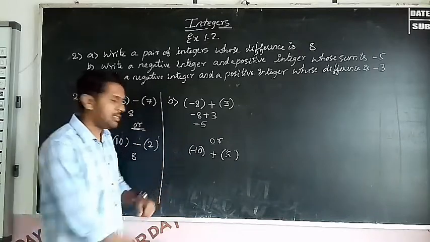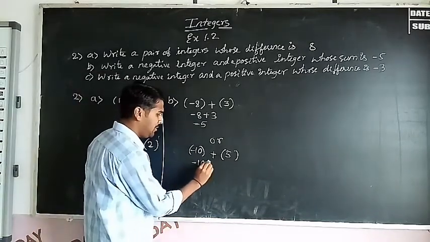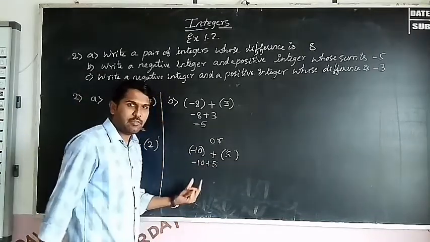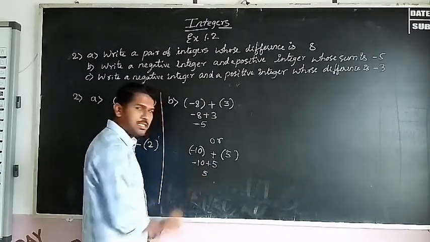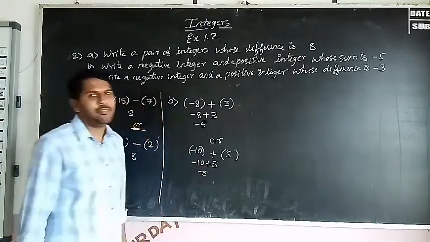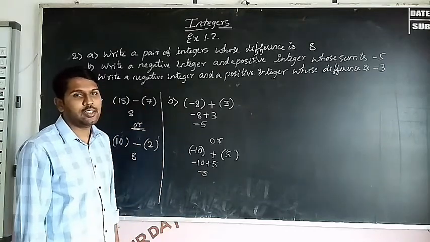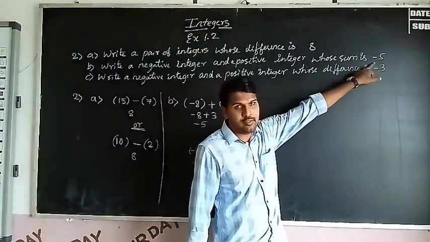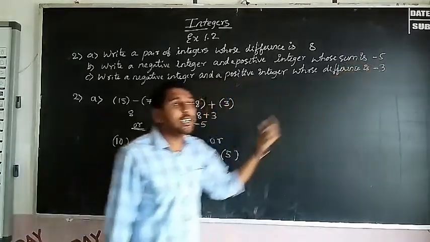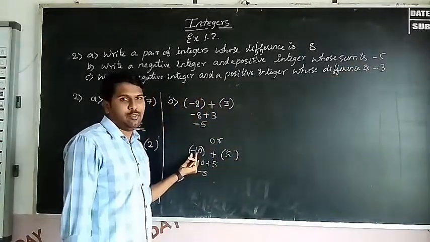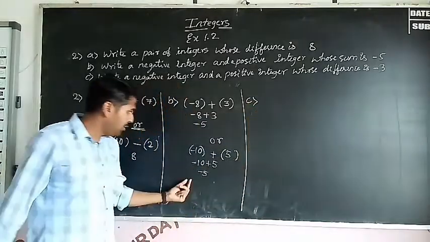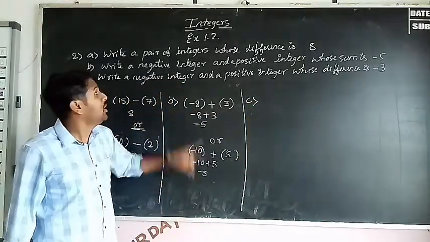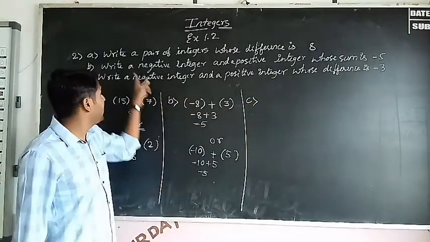So now solve this one. -10 plus 5. Here the numbers are having different signs. So subtract, 10 minus 5, 5. The greatest number's sign is minus, so -5. Okay. If you want a minus sign for the sum, take the greatest number as negative. Okay. So next, C. Try to write down a minimum of 2 pairs of integers for this second question.